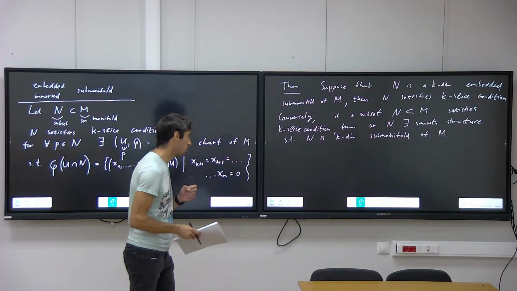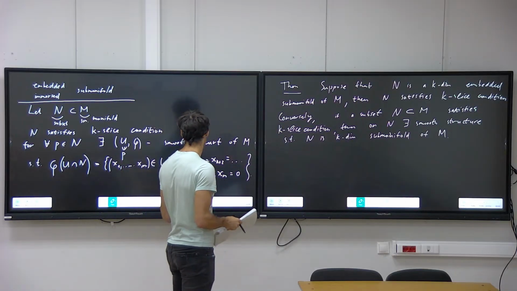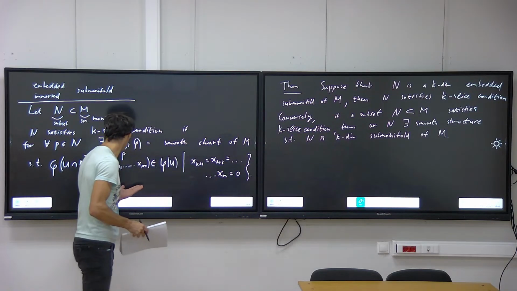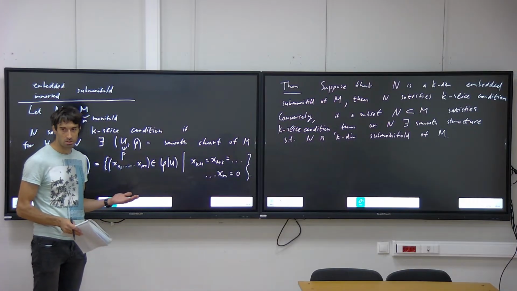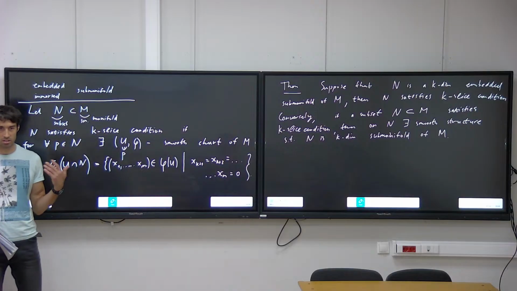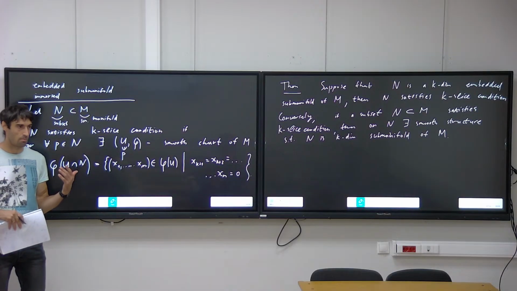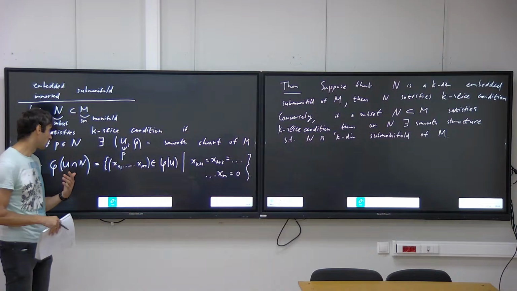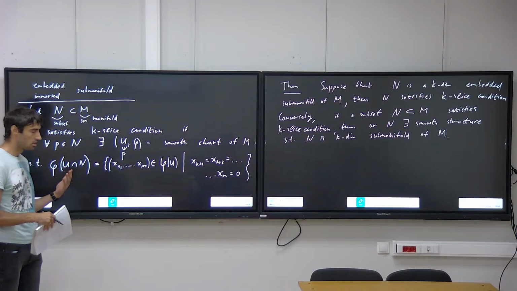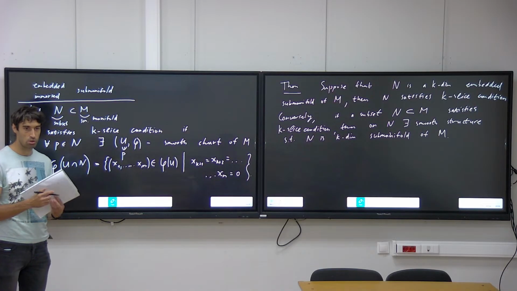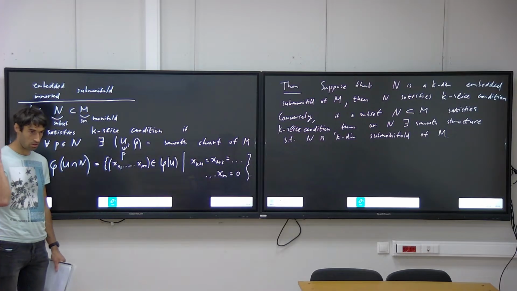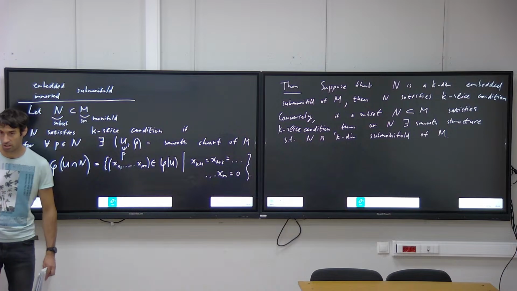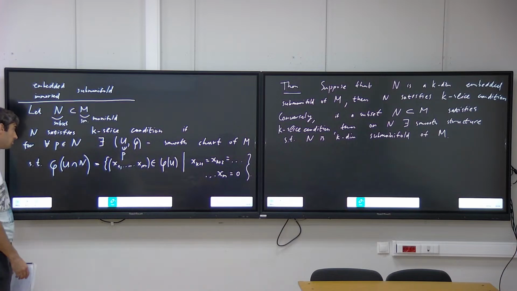Okay, so sometimes people use this as a definition. If they want something more explicit, they just define it like this. A submanifold is when you can find some charts such that in these charts it looks like an intersection with a k-dimensional subspace, R^k inside R^n.